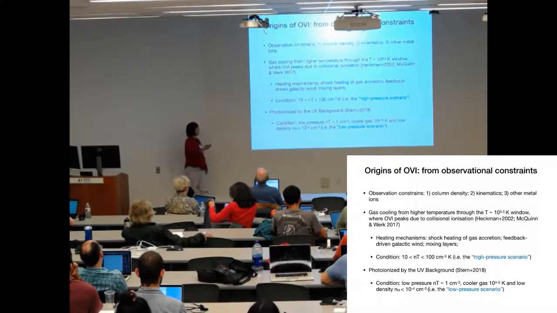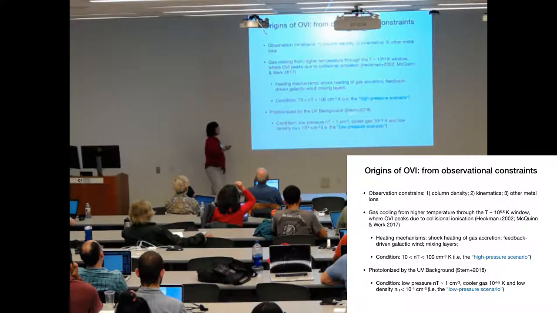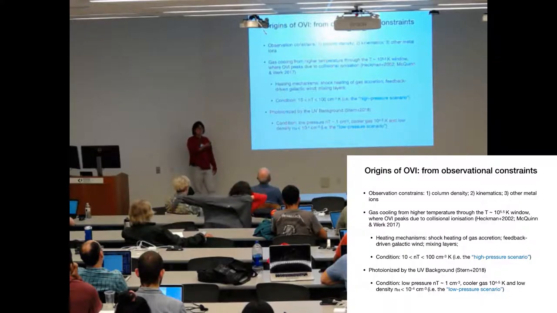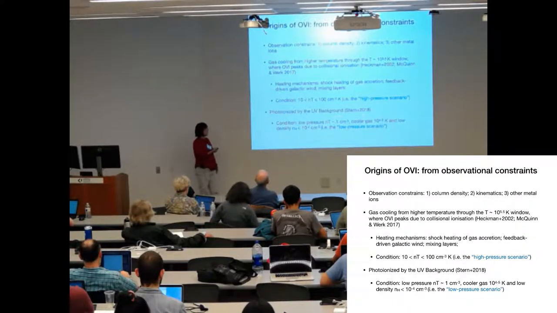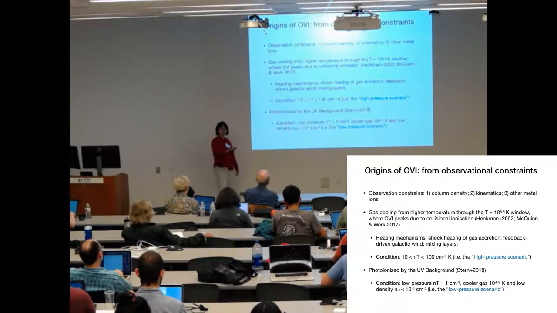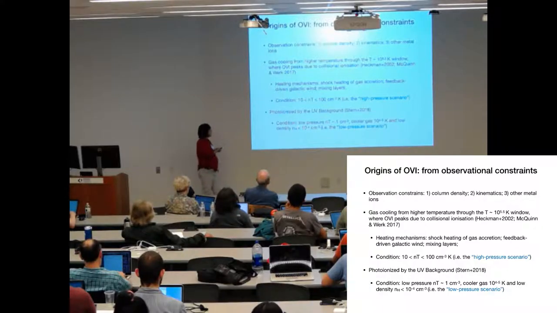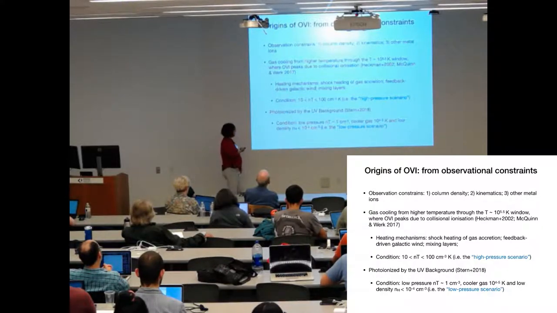This is the so-called high-pressure scenario. The reason a paper came out this year is that it says the majority of oxygen 6 can also be explained by photoionization by the UV background only. In this picture, the gas has to be quite cool and also not that dense. So density is low, temperature is low, and this is the so-called low-pressure scenario.